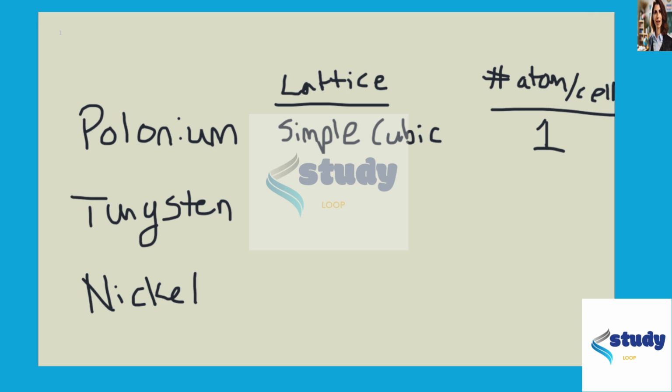to be 1. Tungsten, on the other hand, forms a body-centered cubic structure. As you should recall, a body-centered cubic structure has a total of 1 atom in the cell if we consider the 8 corners of the atom, but it also has 1 full atom in the center for a total of 2 atoms per unit cell.